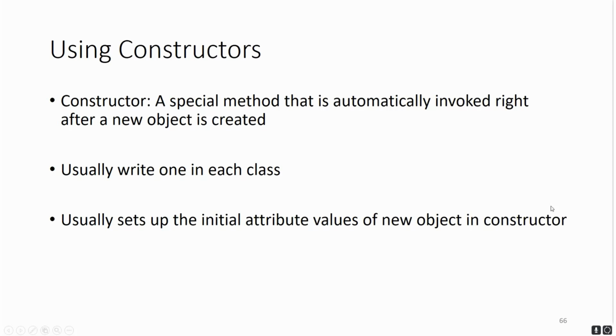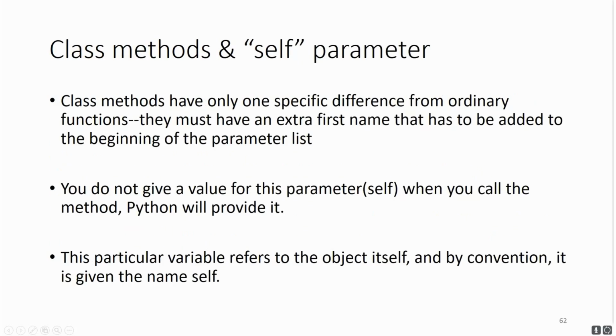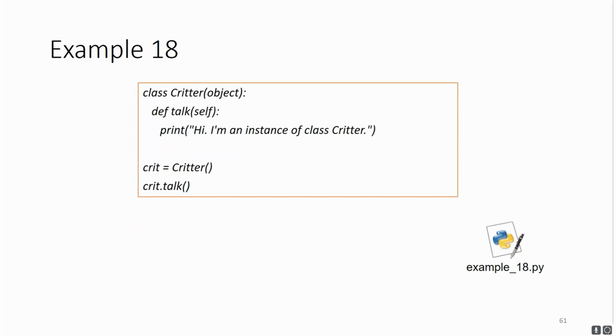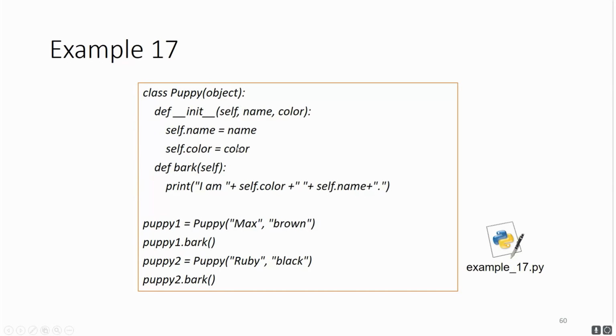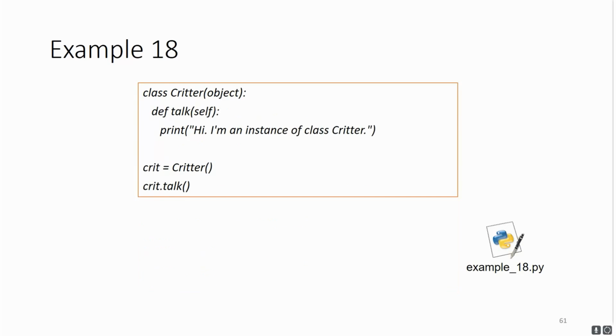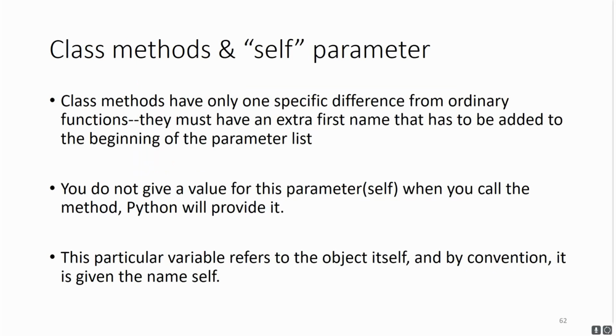For example, in the examples we had before, in example 18, we left it blank. There is no init method, but in the one before, we had an init method, and we changed it. For example, it initialized the name and the color. So it depends on what your class does. But if you want your initialization to do something, then you have to change your init method. But all of them automatically go through that init process.